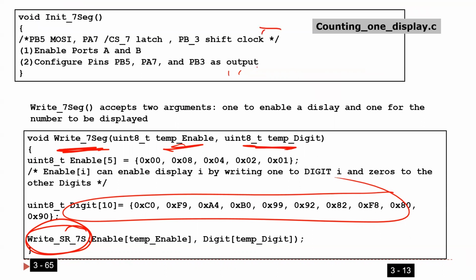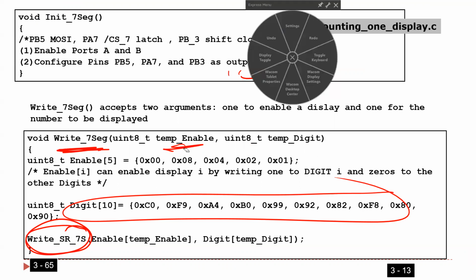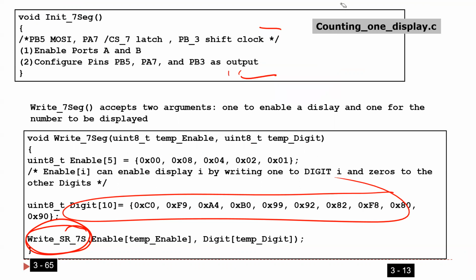I didn't put the code here because it's very easy. You can find it on the site. So let me tell you the conclusion: how can you use the 7 segment? Number 1, if you want to use the 7 segment, the first thing you have to do is use this function to do initialization. Is that okay, guys?